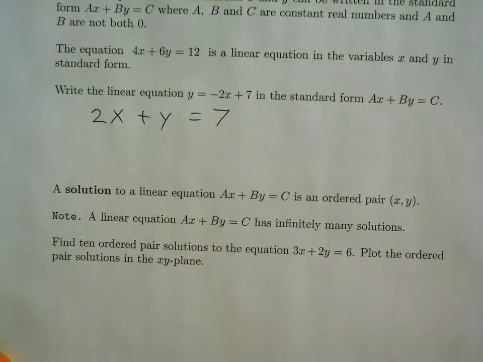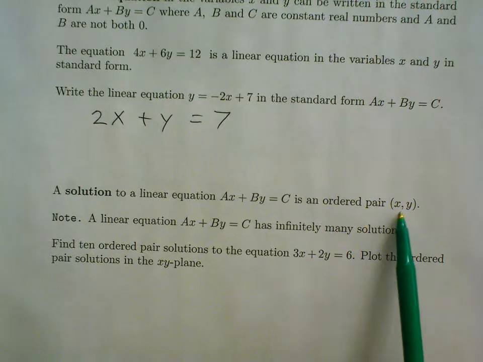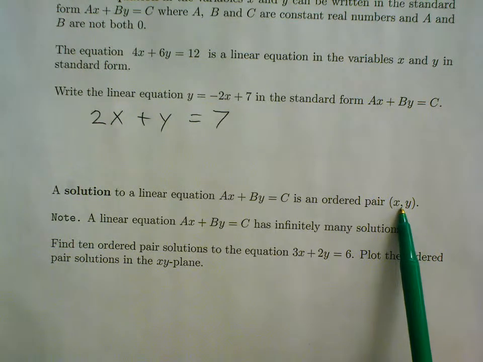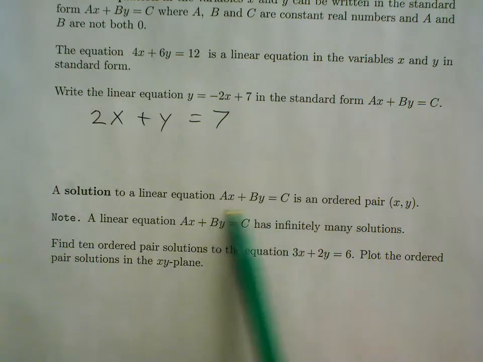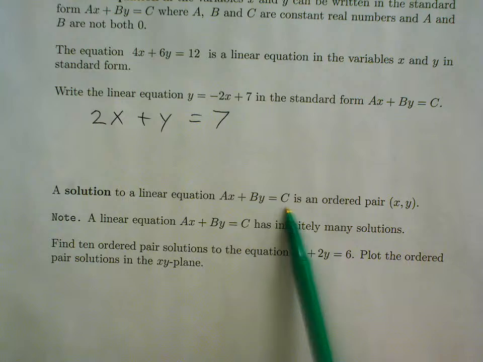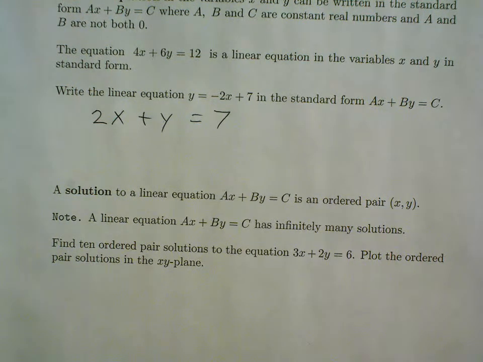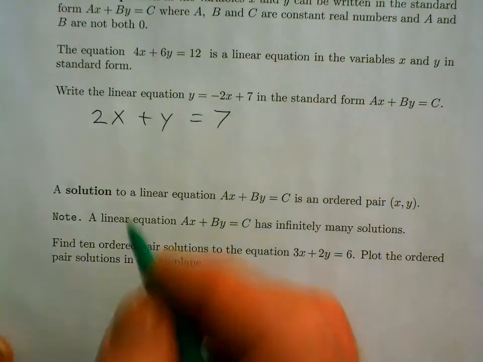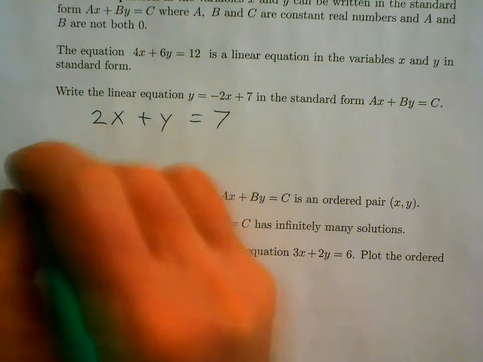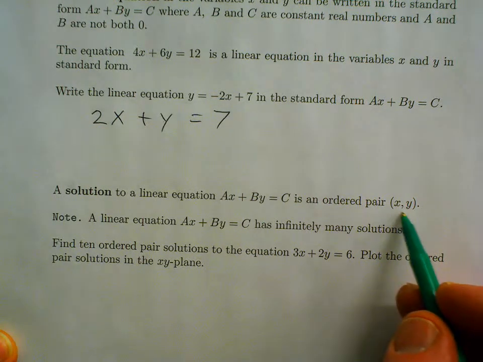What do you suppose it means for an ordered pair of the form x comma y in parentheses? What does it mean for that ordered pair to be a solution to an equation ax plus by equals c? Okay, I'll write down a sentence or two about what it means for an ordered pair to be a solution.